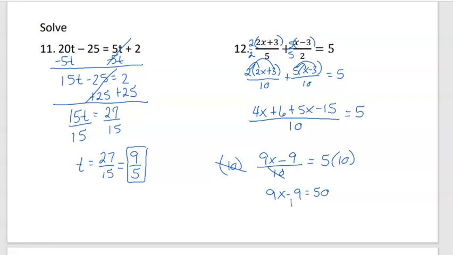I'm going to now add the 9 to the other side. I'm left with 9x equals 59 from 50 plus 9. Divide by 9, and I have the problem that x equals 59 over 9. However, I want to check to see if that fraction will reduce any further. And it does not after I type that in my calculator.